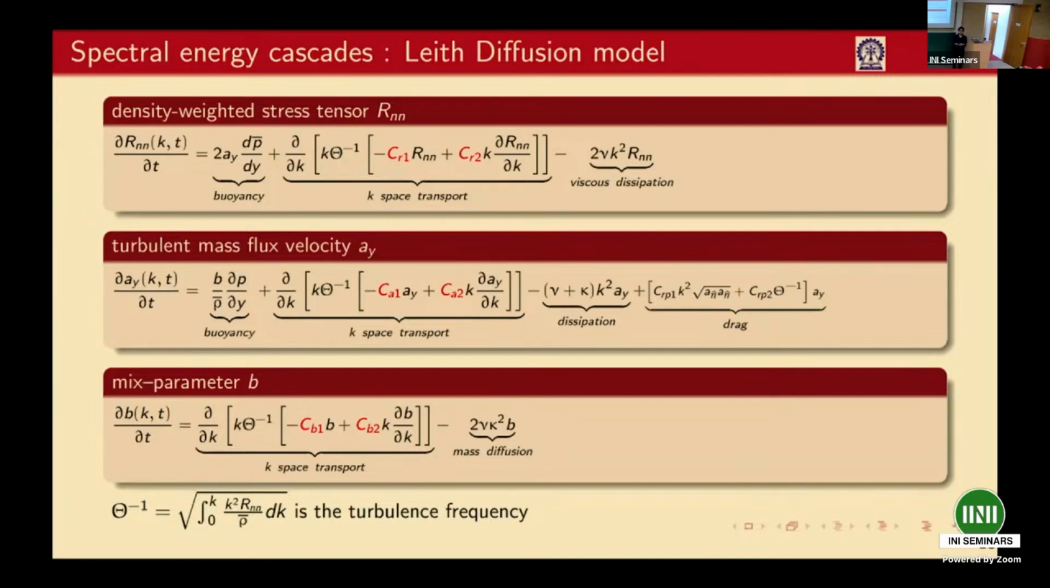The gravity is there. It's a constant energy input. By the way, these terms are exact, as obtained from Navier-Stokes, just isotropically averaged. And these are the model terms. The nonlinear term is the term that is modeled. All other terms are exact as obtained from Navier-Stokes.